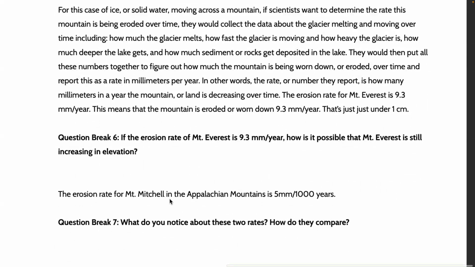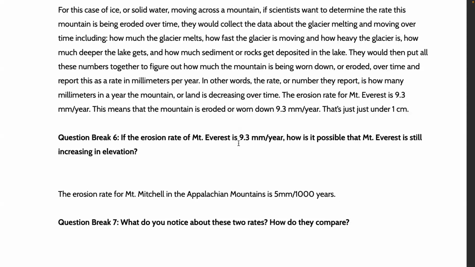The erosion rate for Mount Mitchell in the Appalachian Mountains is 5 millimeters per 1,000 years. So we can tell that these numbers are different. They're both in millimeters, but one is looking at 1 year, one is looking at a 1,000-year time period. So this is about 1 millimeter per every 200 years. So we want to break it down to that. And we calculate it's like 0.005 millimeters per year compared to 9.3.